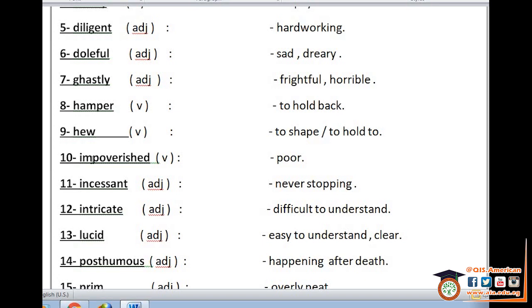All right, number 10, impoverished. See the word, it comes from poverty. Remember poverty? State of being poor. So impoverished is related to this. Poor. When I say they are impoverished, they live in an impoverished state of life. Impoverished, this is poor. Number 11, incessant, never stopping.